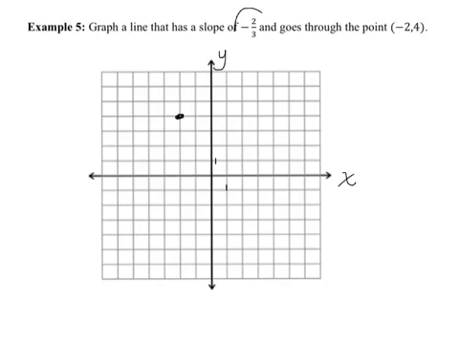And my slope tells me it is negative 2/3. So it means that my rise is going to be negative 2 and my run is going to be 3.